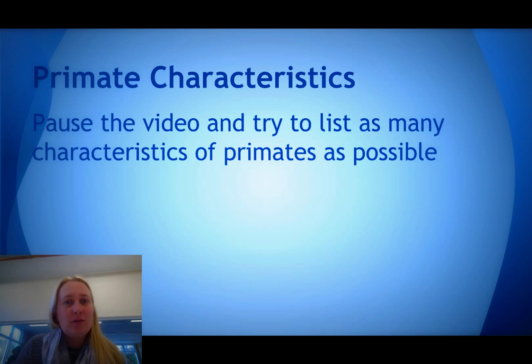You should come up with a few things such as colour vision, binocular vision, the fact that the eyes are on the front of the face. You could have come up with anything else that we looked at last week as well to do with other parts of the body. You could have talked about the pentadactyl limbs, so having 5 digits on each hand and each foot. So hopefully you got a few there.